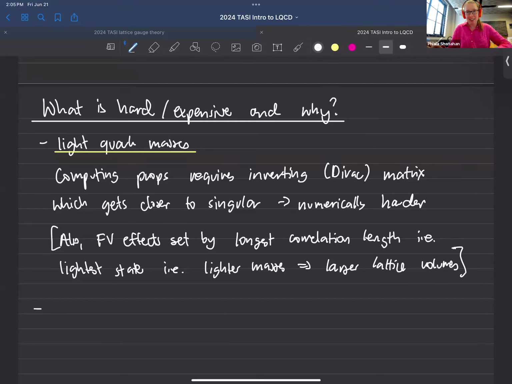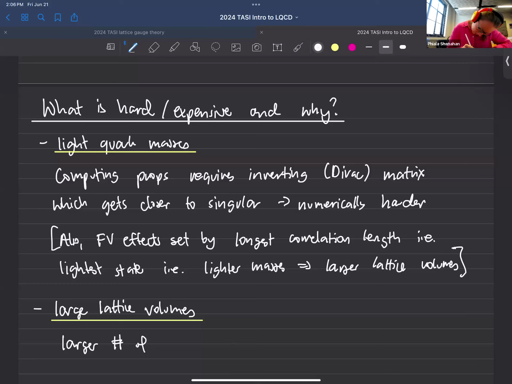As you might gather from that, large lattice volumes are also expensive. And this is really for essentially obvious reasons. You have a larger lattice volume. If you keep the same lattice spacing, you have a larger number of degrees of freedom for every field configuration, for every propagator, for every piece of the workflow. And so it's just computationally expensive.